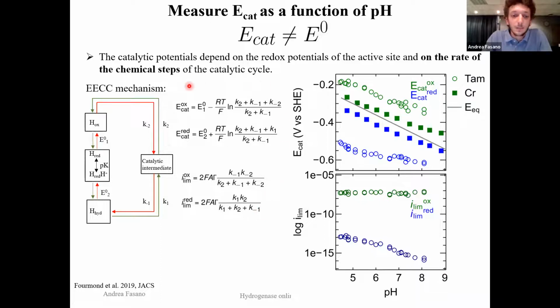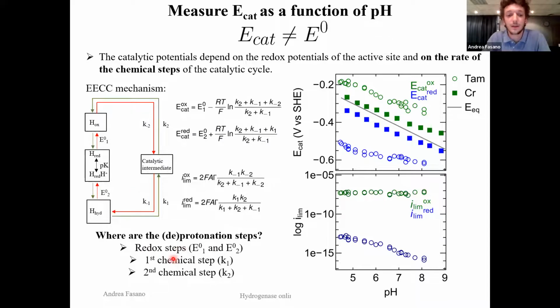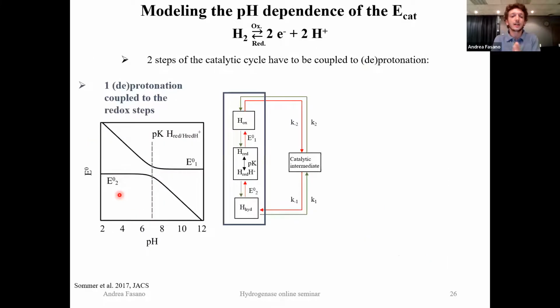Therefore, to build this model, we can work on these equations by assuming that at least 2 of these 4 steps have to depend on proton concentration. These are the 4 steps: the 2 redox potentials and the 2 chemical steps. But we're not starting from scratch. We do not have to try all the combinations, because thanks to work done in the laboratory of Wolfgang Lubitz in 2017, they showed that for Chlamydomonas reinhardtii, one protonation step is coupled to the first redox step at low pH and to the second redox step at higher pHs. Low and high relative to the pK of this one-electron reduced state of the active site. So we already know where one protonation is happening. We need to find out where the second one is happening.